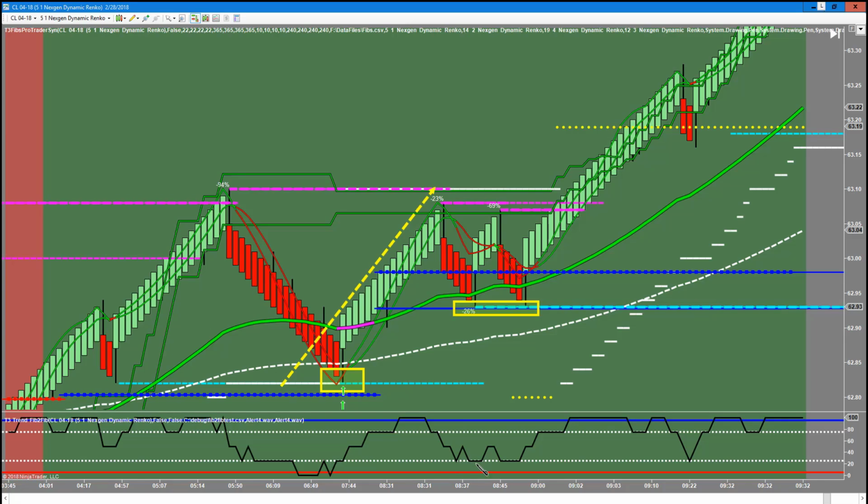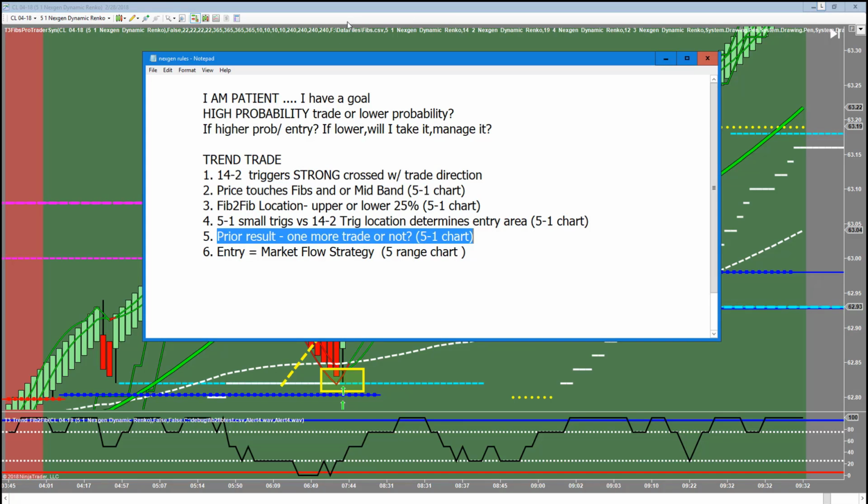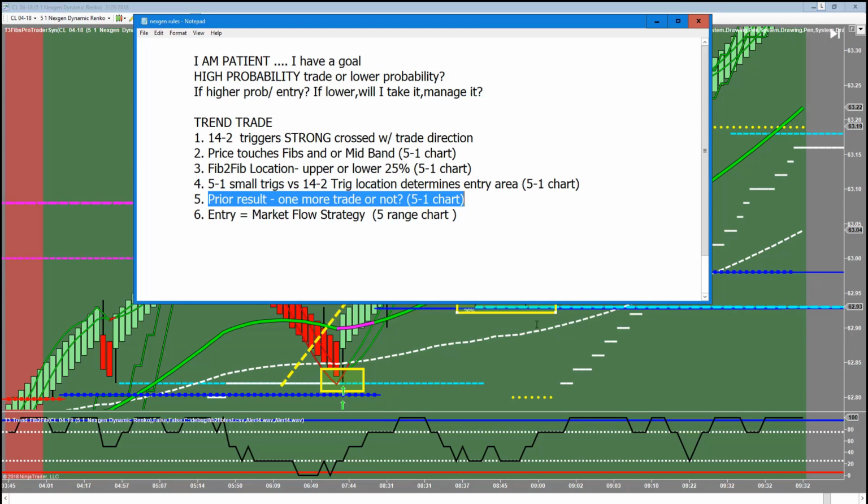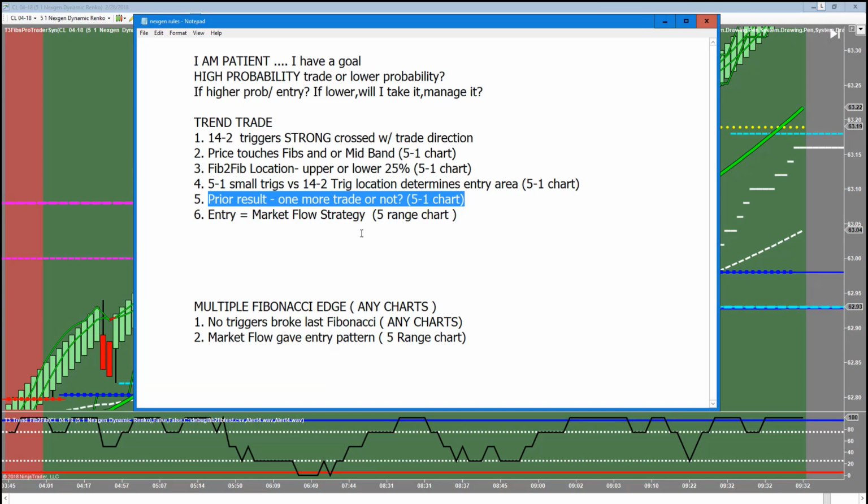Fib to fib oscillator in the right spot. Okay. Then our small triggers are below our synthetic triggers, but our synthetic triggers are still up. And again, this is one of the exceptions that you're going to see. You're going to have our trend trade rules met. However, you're going to at the same time have our second set of rules, which we're not really dealing with in this video, for multiple time frame Fibonacci.